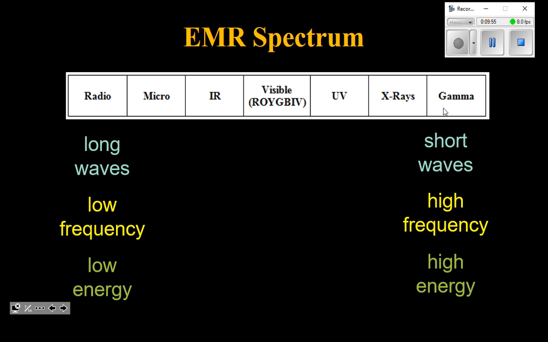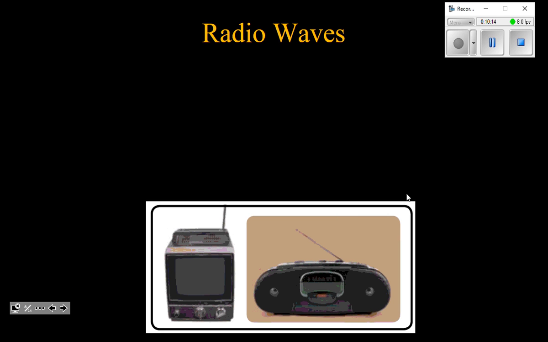So I might list 3 of these, any 3 of these, X-rays, infrared, radio, and ask you to list them in order from longest waves to shortest, so then you would put them in that order. Or I might say it the other way, highest energy, highest frequency to lowest, so then you'd have to read them backwards. So let's start to talk about each type.